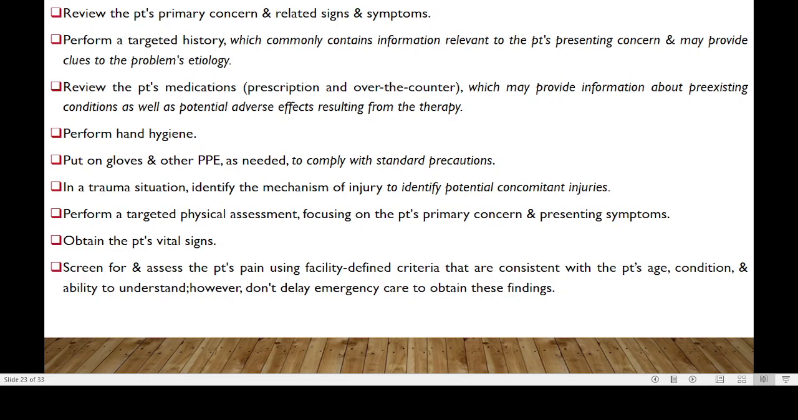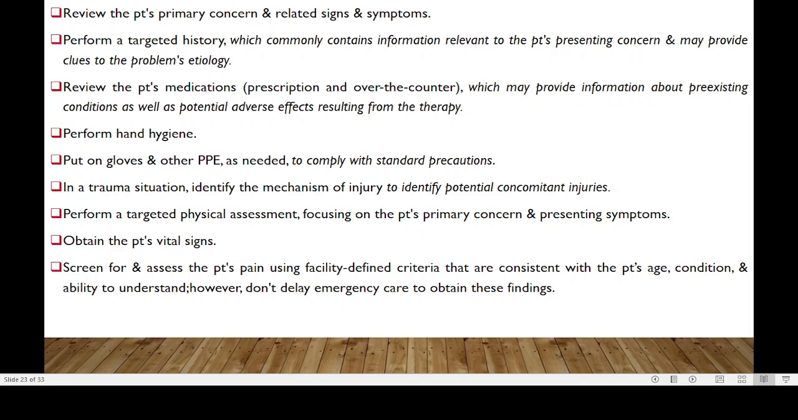So you have to review the patient's primary concerns and related signs and symptoms. You perform a targeted history, which commonly contains information relevant to the patient's presenting concern and may provide cues to the problem's etiology. You have to review the patient's medications, the prescriptions and the over-the-counter drugs, which may provide information about pre-existing conditions as well as potential adverse effects resulting from the therapy.